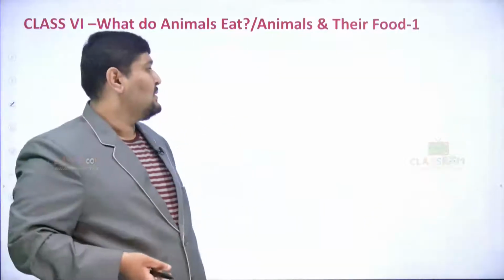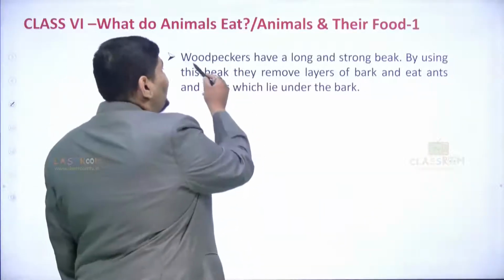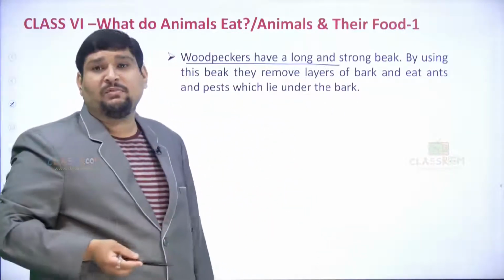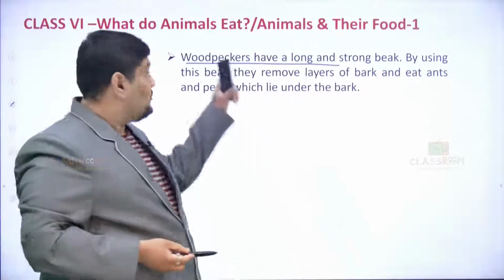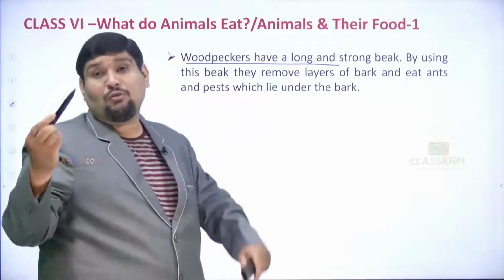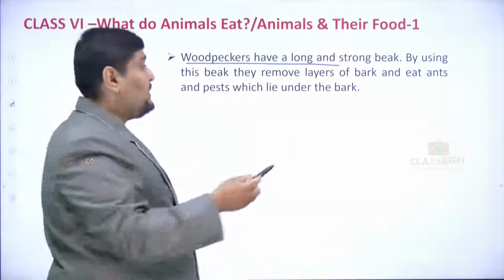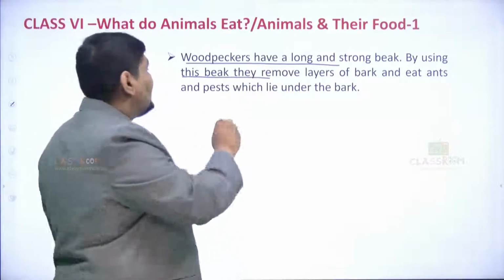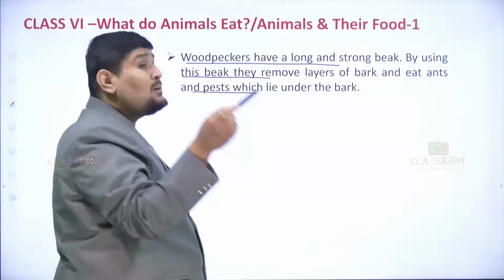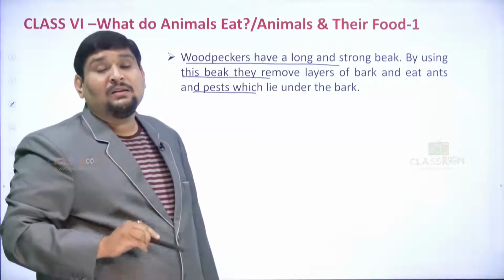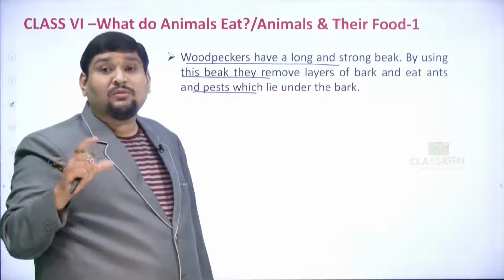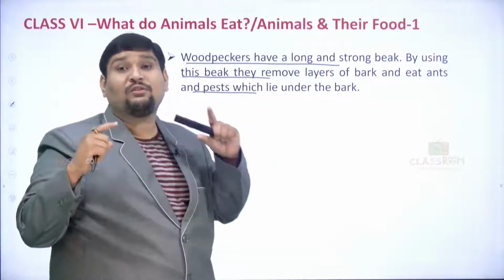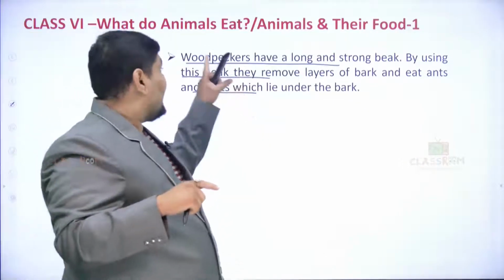The next comes, woodpeckers have a long and strong beak, isn't it? We have seen in the picture that woodpeckers have a very large and strong beak. By using this beak, they remove layers of bark and eat ants and pests which lie under the bark, because as you know, the bark of trees is very strong. Because of that, woodpeckers have a long and strong beak, which can help them.